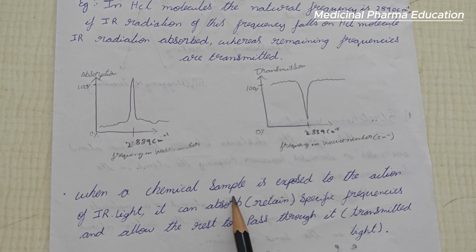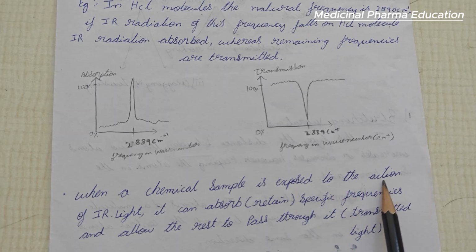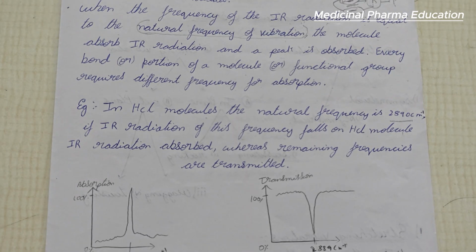When a chemical sample is exposed to the action of IR light, it can absorb specific frequencies and allow the rest to pass through it as transmitted light. That's the basic concept of IR radiation. I think you have understood.